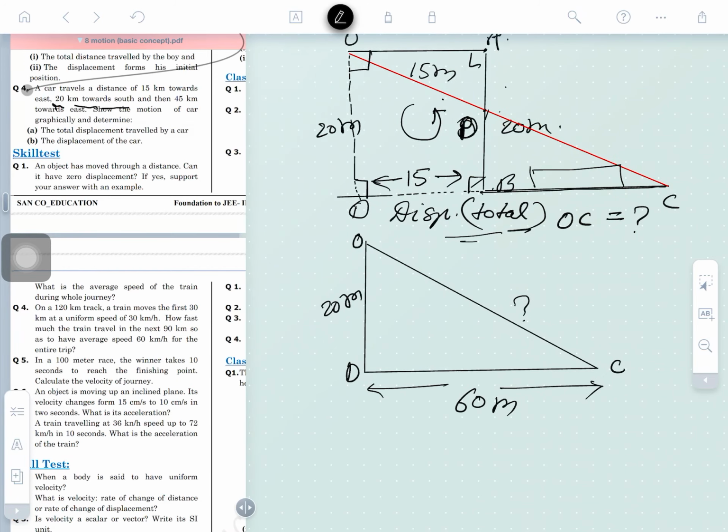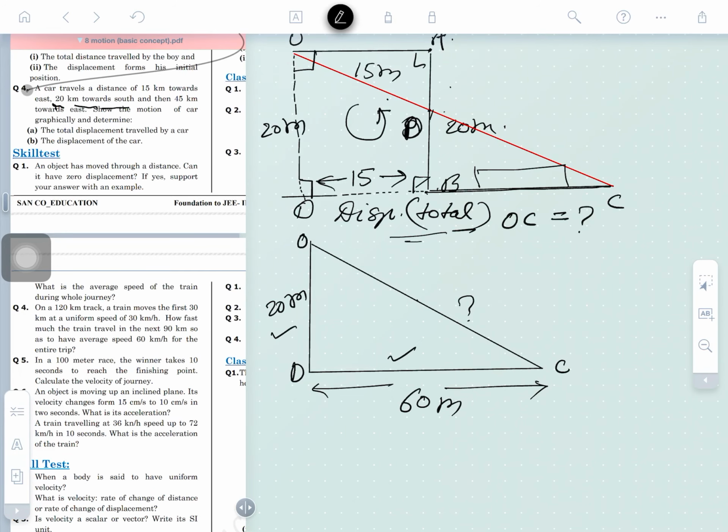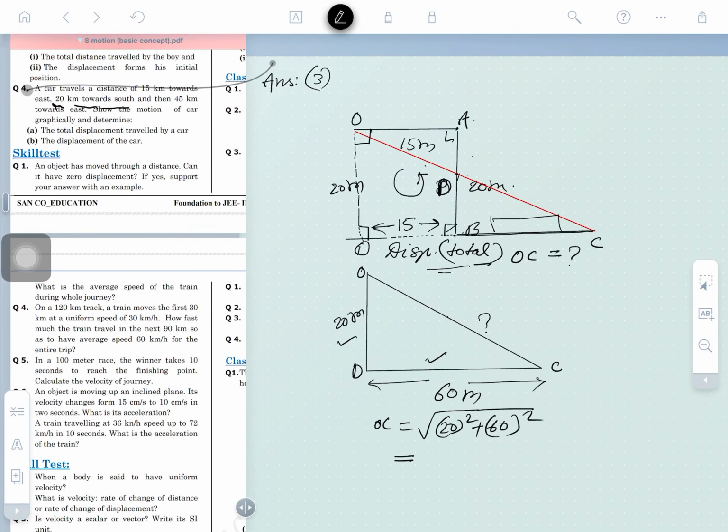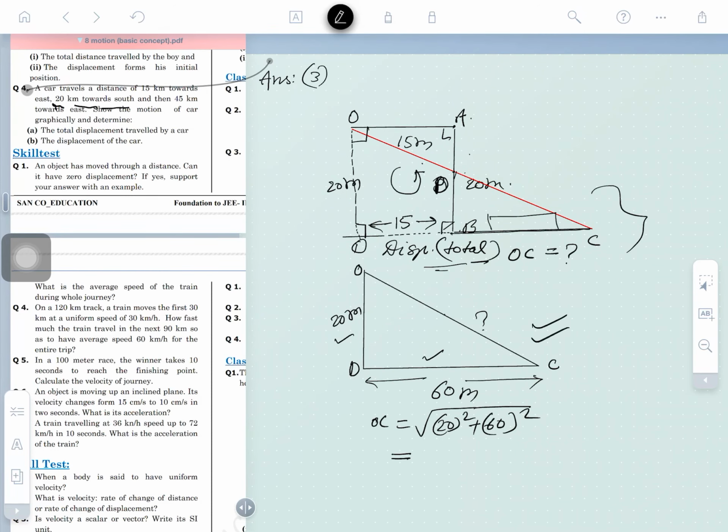Now you have the triangle. If you know this and this, can you find this? Obviously. So what will be the displacement here? The displacement OC is equal to the square root of 20 squared plus 60 squared. Here again I am telling you the trick. So much diagram we have given, but it's not necessary that the diagram is given separately. Actually I am using this diagram to make you understand the topic very clearly. Is that clear guys? Please remember.